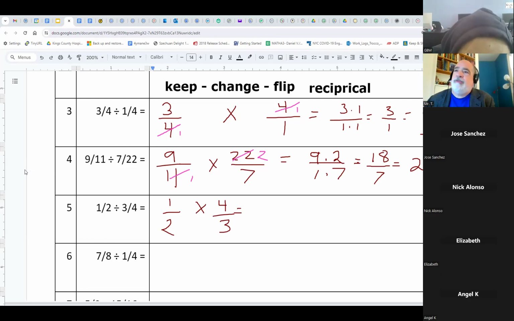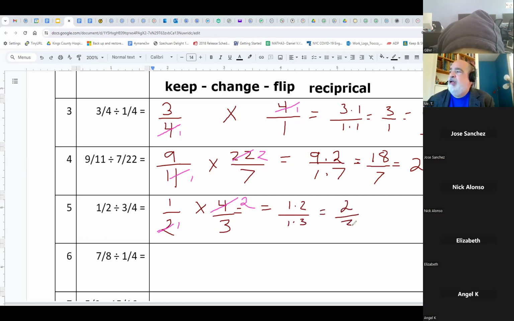When you multiply, can you simplify anything? Yes, I can simplify the 2 and the 4. Sorry, no, that's fine. The 2 becomes a 1 and the 4 becomes a 2. Excellent. So then what do we have? We have 1 times 2 over 1 times 3, and it's simply 2/3.